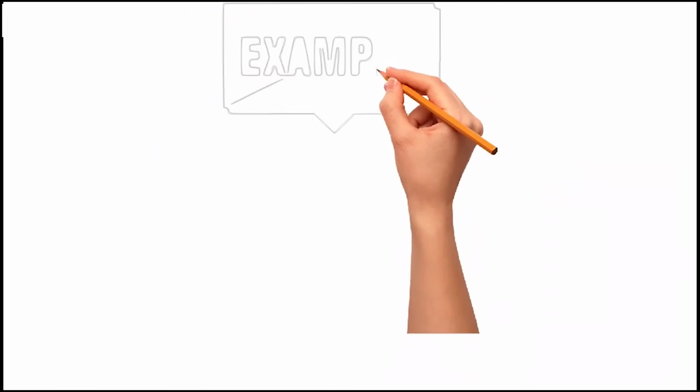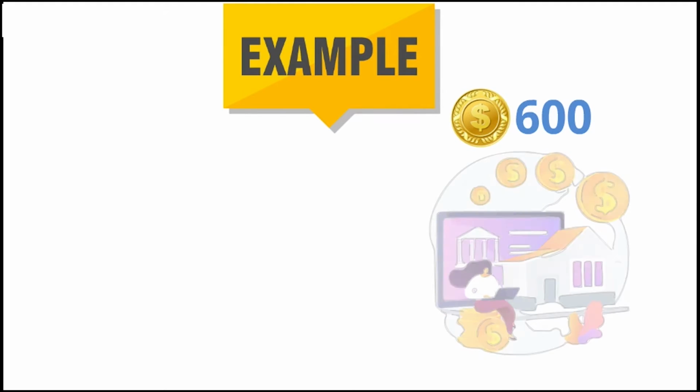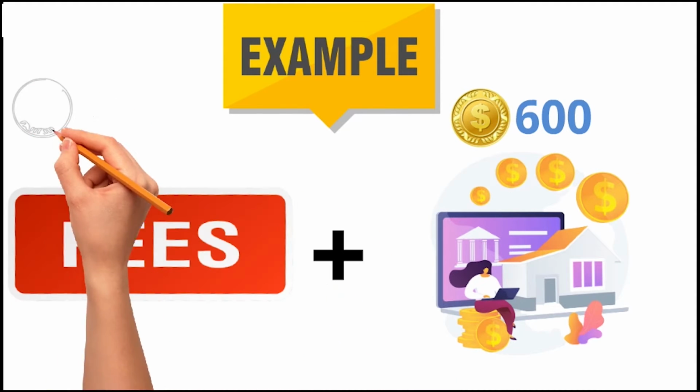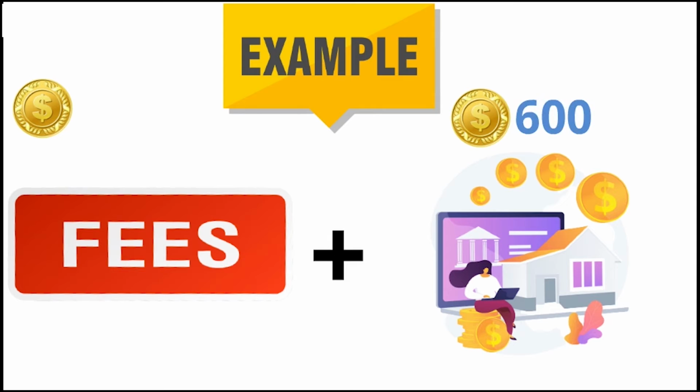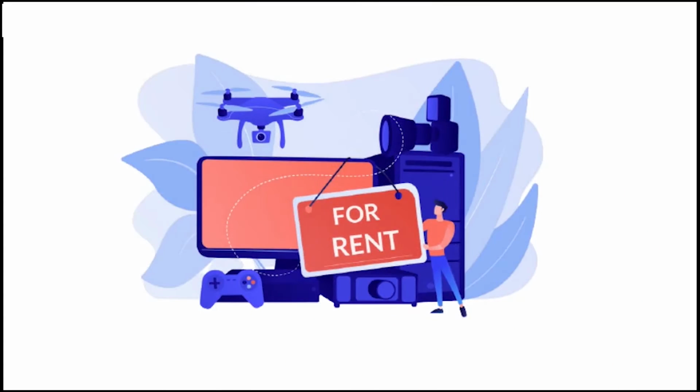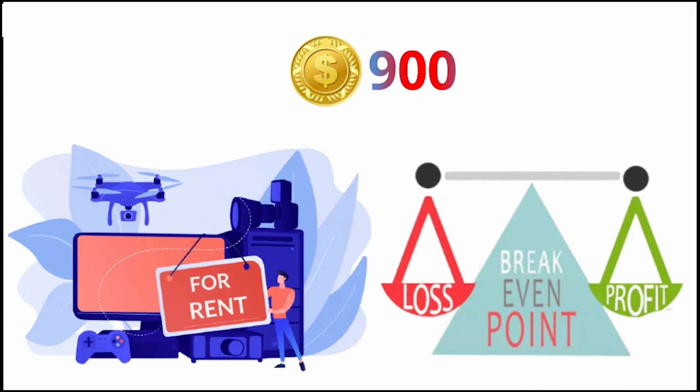Let's say, for example, you pay $600 a month on your mortgage, but after you add all the fees I mentioned earlier, your $600 is now sitting at $900 a month. So when you're looking for renters, you know your break-even is $900 a month.